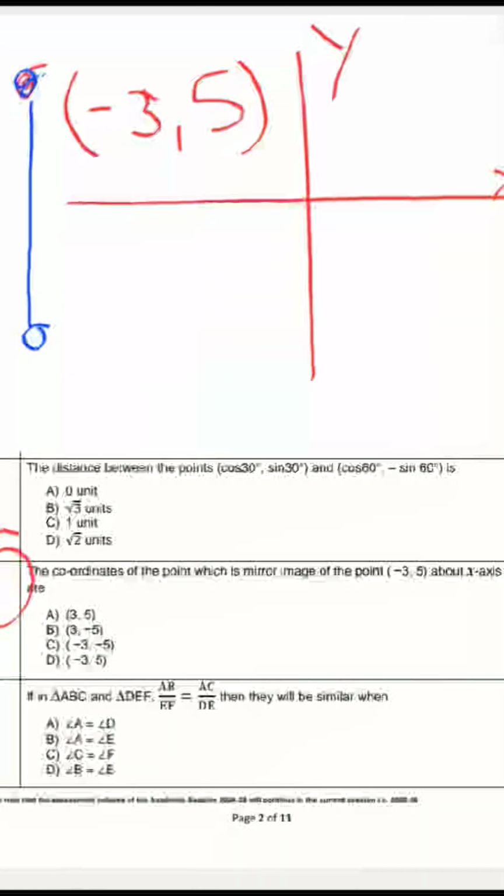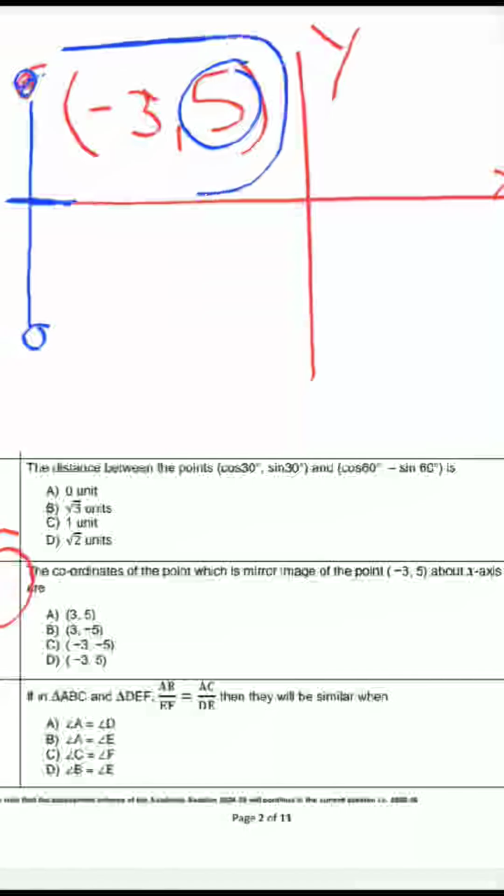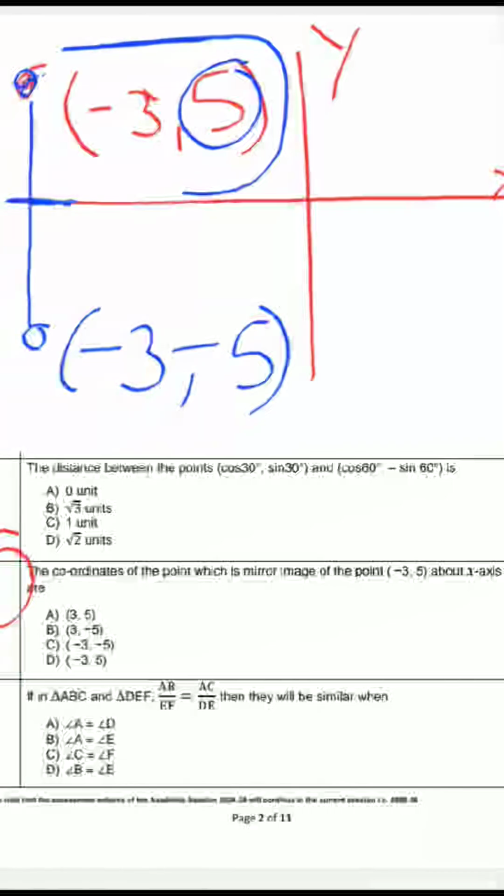What will we change? The x coordinate will be the same. See, x coordinate stays on that axis, only the value of y is changing. Above this line, in this quadrant, y is positive. Now here the coordinate of this is -3 comma -5. So option C is your right answer. Okay, I hope you understand this question.